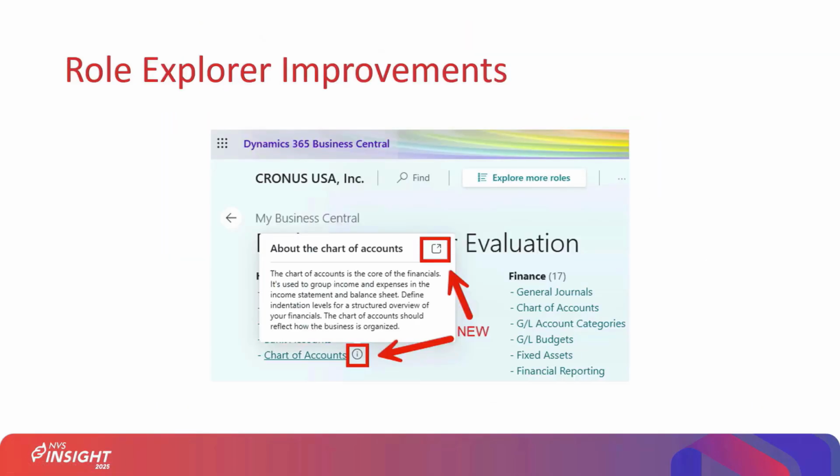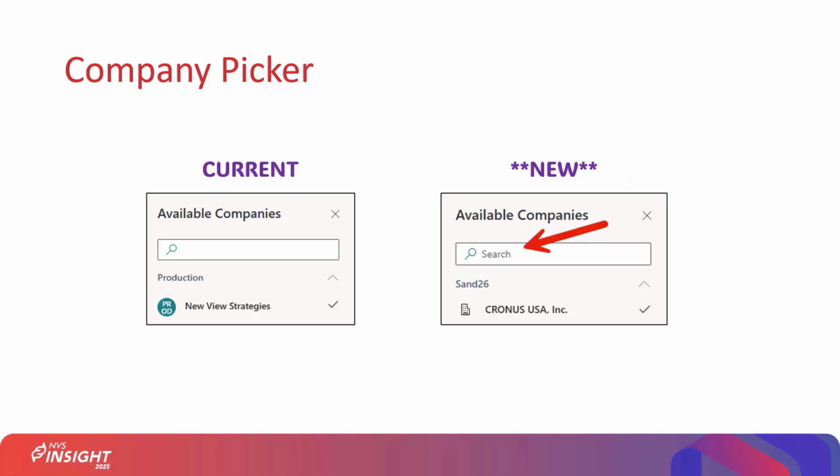In Role Explorer, there are a few improvements, such as adding the little tooltip, that eye, to give us more information on what each thing is, as well as the option to open it in a new window. In the company picker, the current view is on the left, and on the right, it is improved to show that this is actually the search bar. So this is a very small change, but nonetheless, I wanted to demonstrate it.